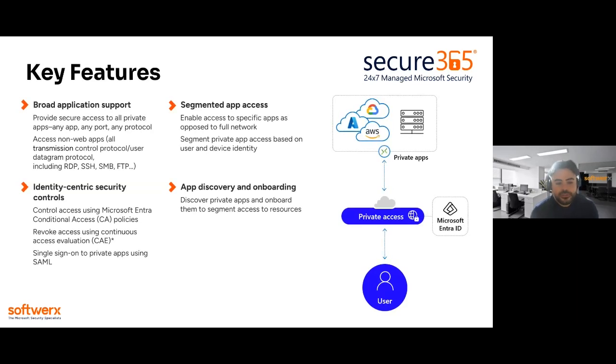So a couple of key features. Broad application support. Traditionally, when this product first came around, we didn't have full support for RDP, SMB shares, FTP and things like that. Now we've got any port and any protocol, so we can access non-web based applications. Again, let's use the example of the development environment. We could have an app segment that allows our dev team to have 3389 to our backend servers for patching, for example.